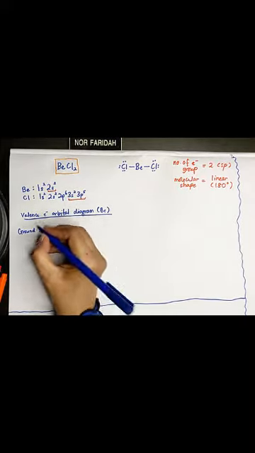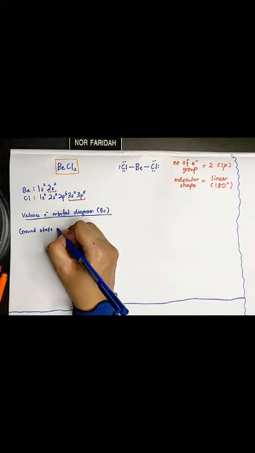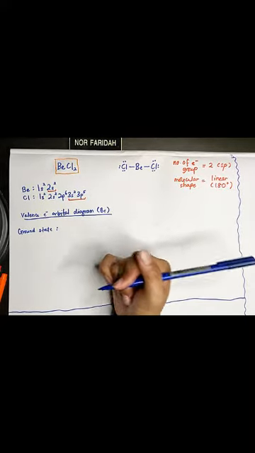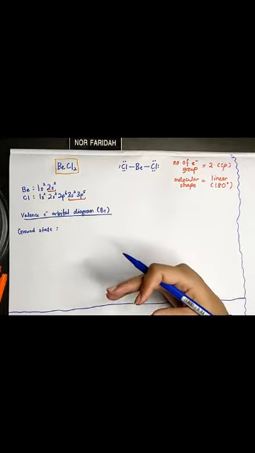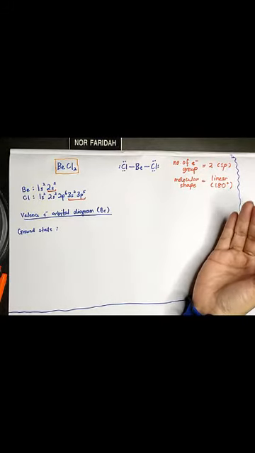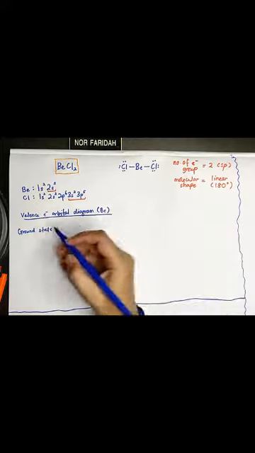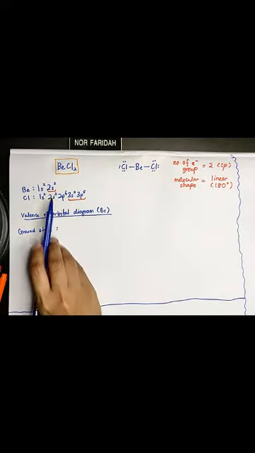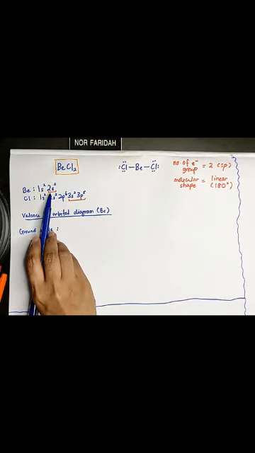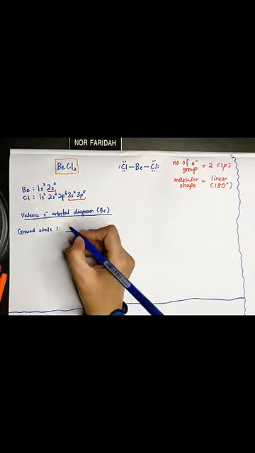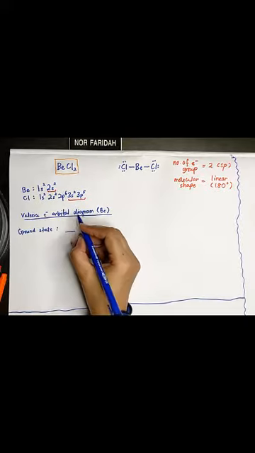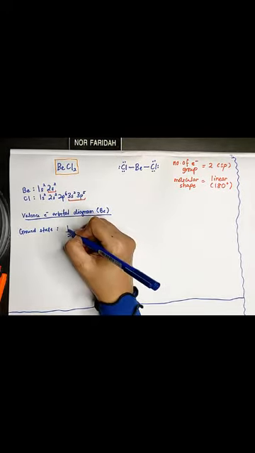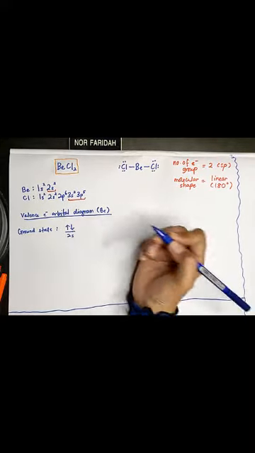Ground state of beryllium. Okey, apa yang dikatakan ground state? Ground state ini adalah keadaan asas sebelum beryllium itu excited to higher energy level. Kita dah belajar dalam chapter 2. So, apa yang kita nak tulis dalam ground state ni? Kita hanya fokus kepada valence electron of beryllium. The valence electrons of beryllium occupy the 2s orbital, and there are 2 valence electrons.